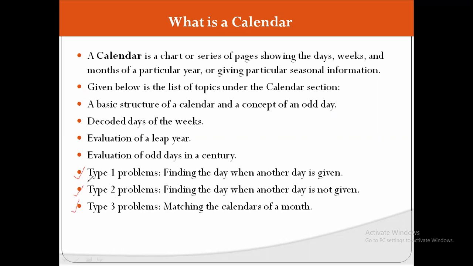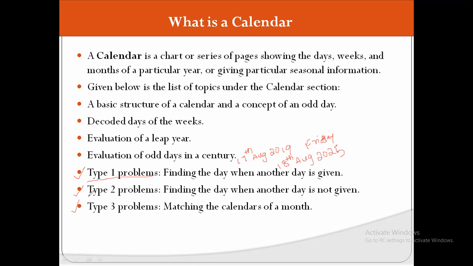So, first type, type 1 problems: finding the day when another day is given. For example, suppose 17th August 2019 was Friday, then what should be the probable day of 18th August 2025? If they ask you such kinds of problems, then how to answer those questions, we'll see in these type 1 problems.